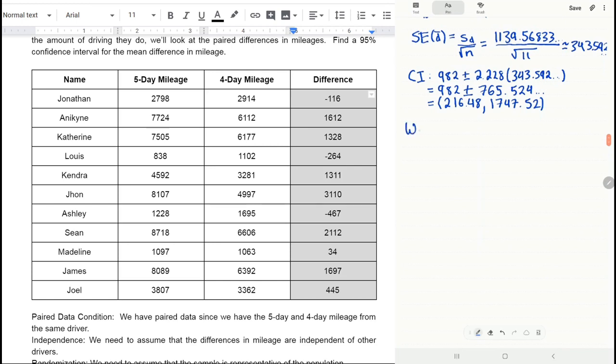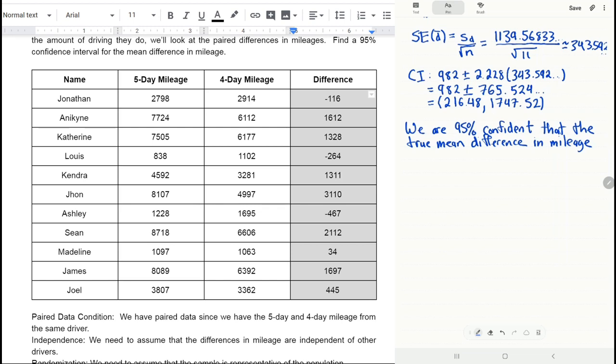What we can say is that we are 95% confident that the true mean difference in mileage between a 5-day and 4-day work schedule is between 216.48 miles and 1747.52 miles.